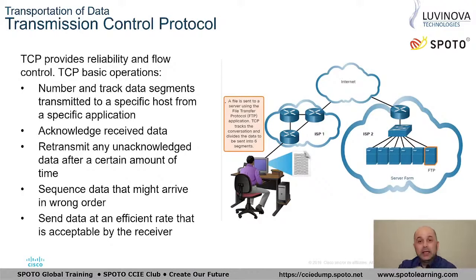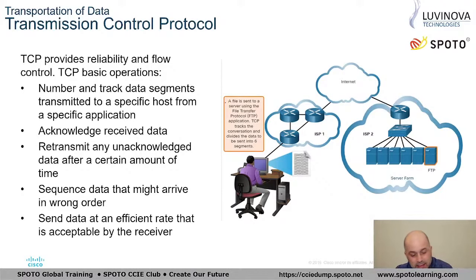Sequencing data that might arrive in the wrong order. That means that whatever data has been sent through the media and goes across the globe in different ways will arrive in a different order at the destination point. But this doesn't mean it will not be reassembled. The TCP protocol will reassemble the data in the correct order in which it was sent.